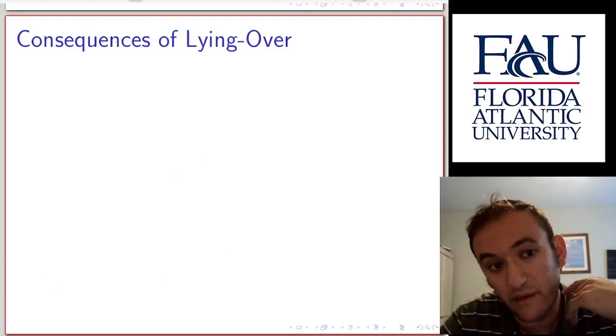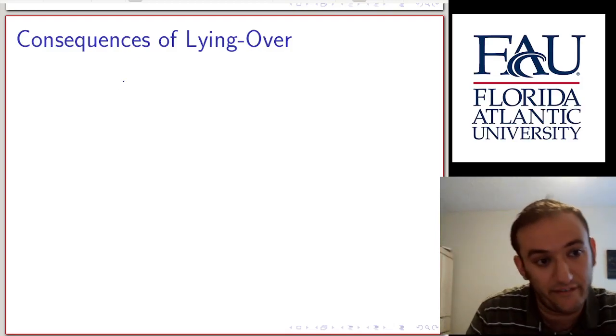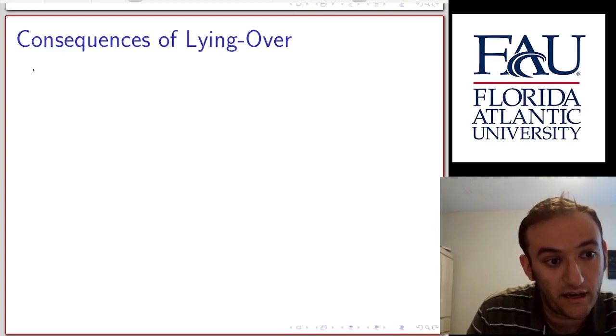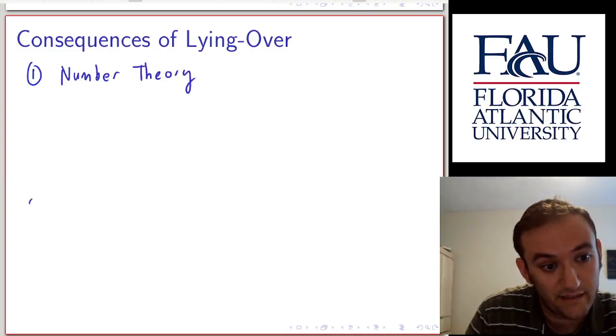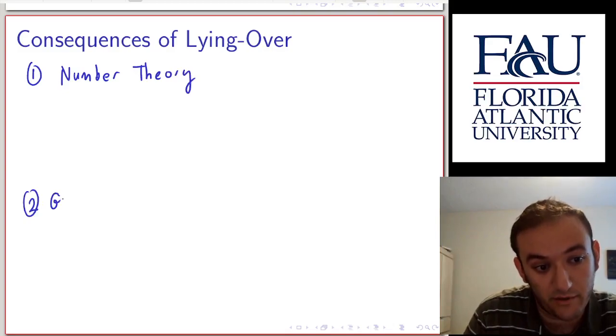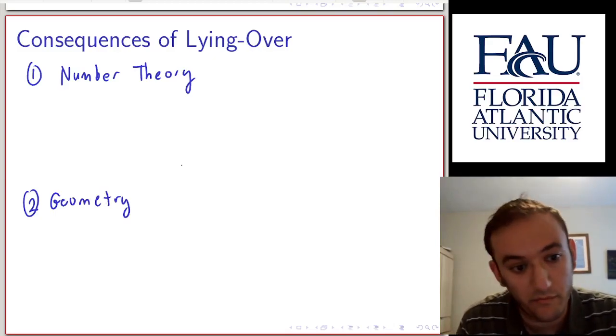So we'll want to think about the two primary examples of integral extensions and applications that we had, right? The first was number theory. We were looking at rings of integers. And the second was geometry. We were looking at, for example, maps from curves to lines.